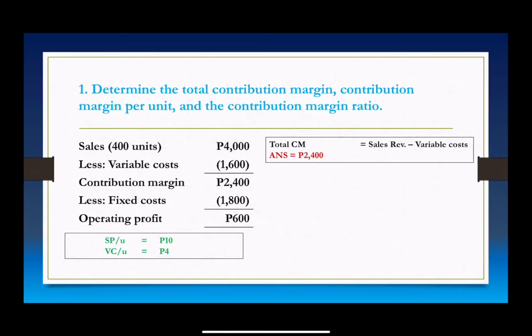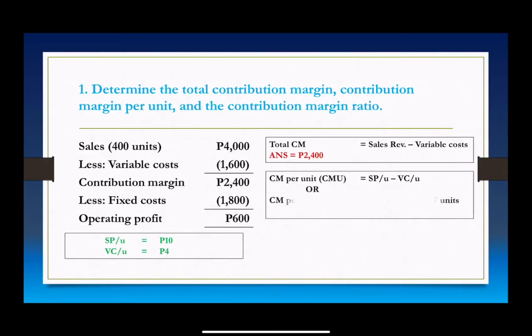Now, for the contribution margin per unit, we can solve this in 2 different ways. First, by using the unit selling price and the variable cost per unit. So this is the difference between 10 pesos and 4 pesos, which gives us 6 pesos contribution margin per unit. Or if we have already determined the total contribution margin, all we have to do is divide it by the number of units. So 2,400 divided by 400 gives us the same answer, which is 6 pesos per unit.